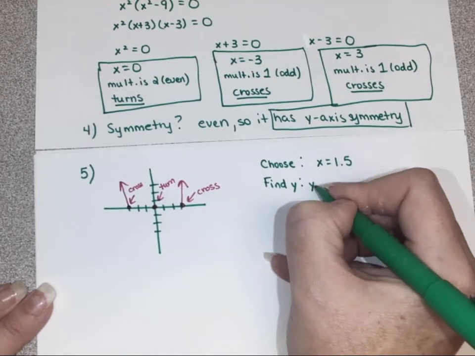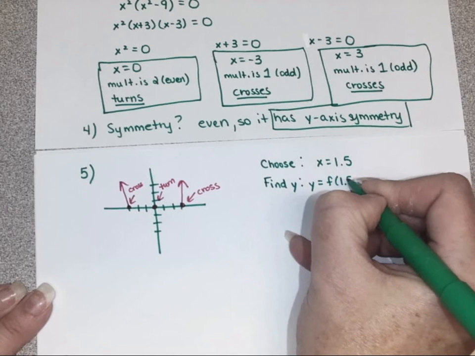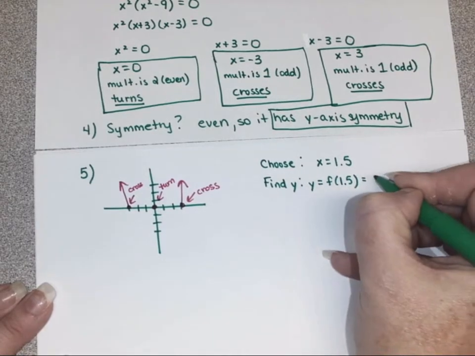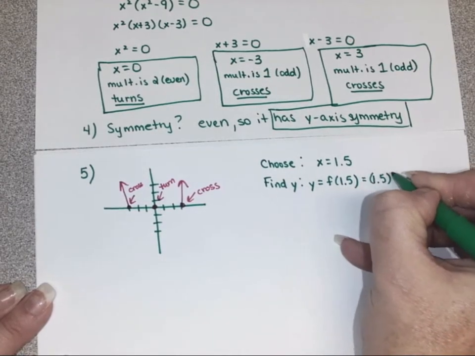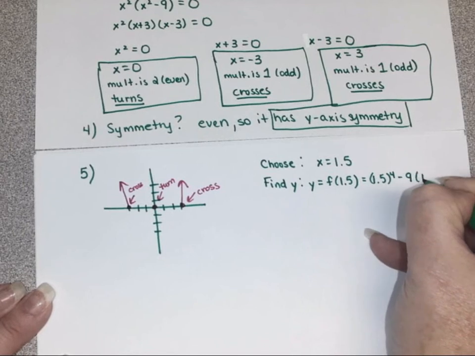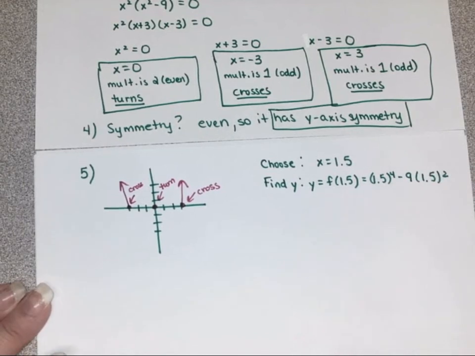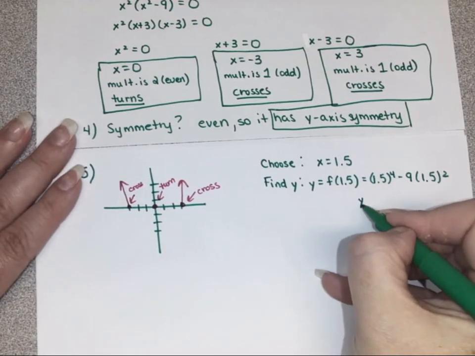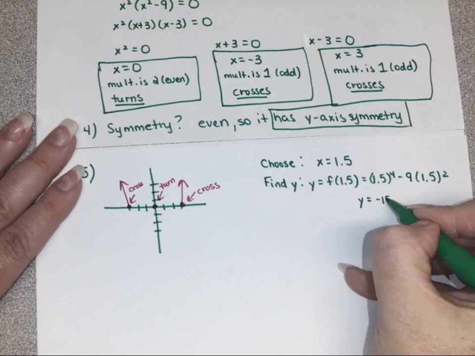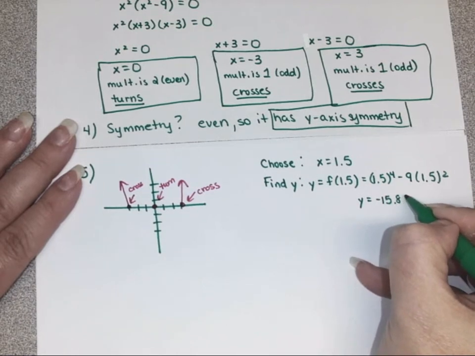So I just find f of 1.5, and you have a calculator for that. So it's 1.5 to the 4th power minus 9 times 1.5 squared. I'm just plugging it into that x to the 4th minus 9x squared. So to save time, I'm going to tell you what I got. I got negative 18.1875.